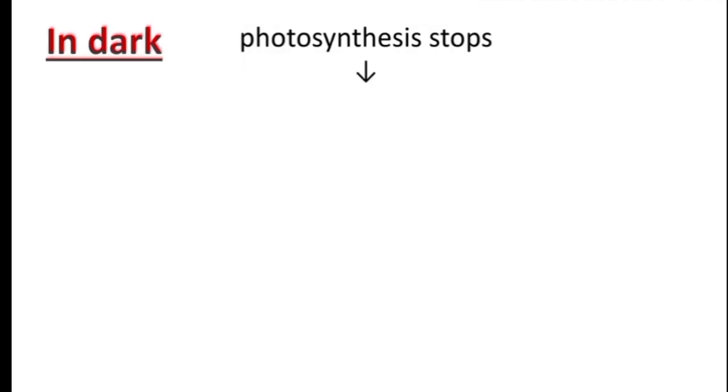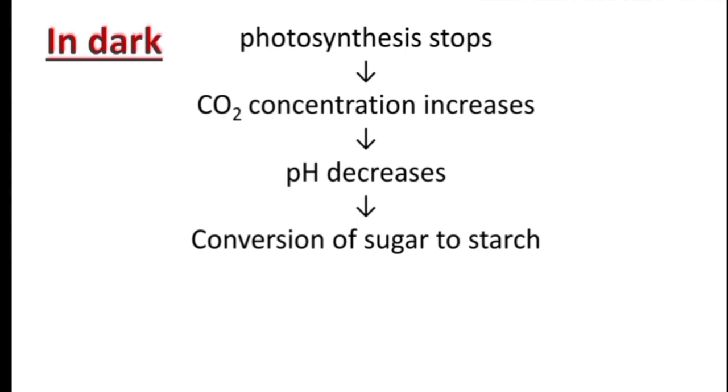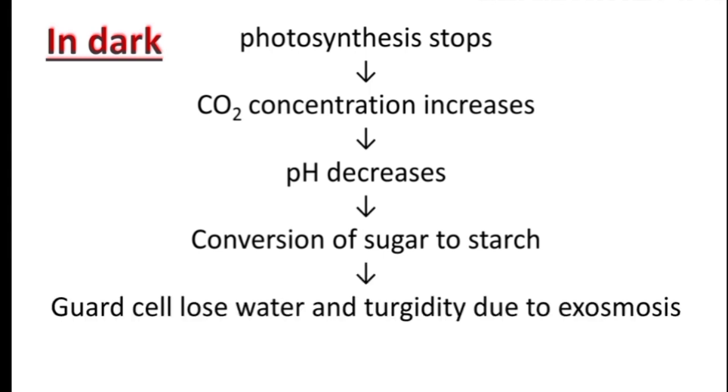The concentration of CO2 in the guard cells and the surrounding cells increases, and this leads to a decrease in the pH. With the decrease in the pH, the conversion of sugars to starch begins, and therefore the water potential of the cell increases, and water from the guard cell enters the subsidiary cells. Exosmosis takes place and the guard cells lose their turgor and the stomata close.